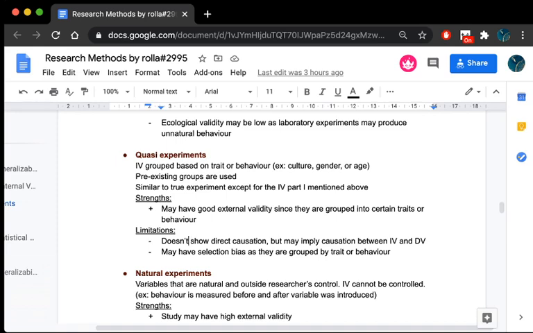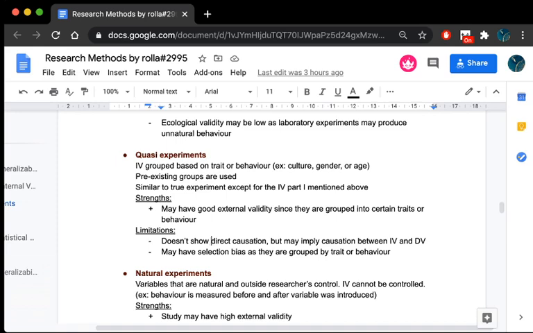The reason why this is the case is because usually the behaviors are already set in stone. For example, let's just say gender and brain structure. Guys and girls have different brain structures, and you can imply that the different brain structure causes the behavioral differences between guys and girls.